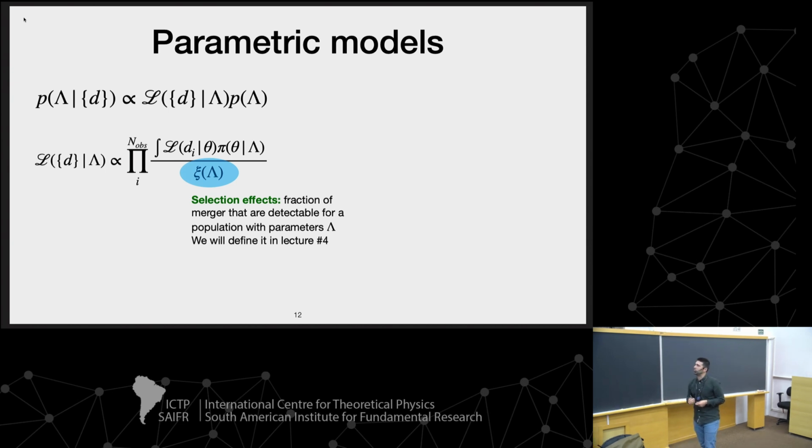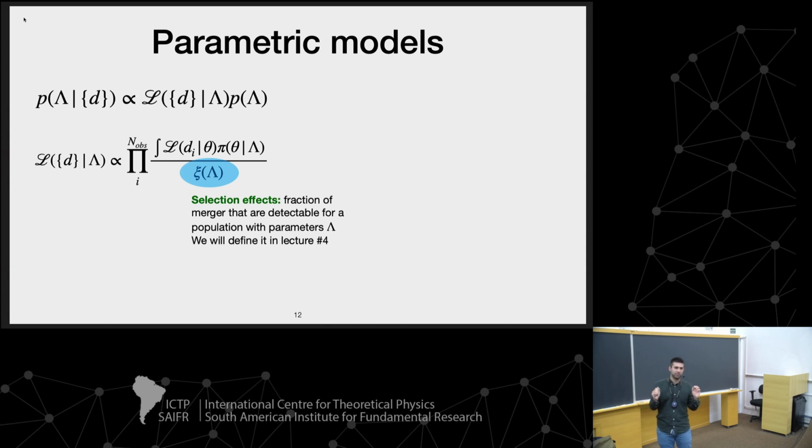But just keep in mind the fact that selection effects take into account that your detector is not perfect. Your detector is going to miss some sources. You want to counterbalance this.